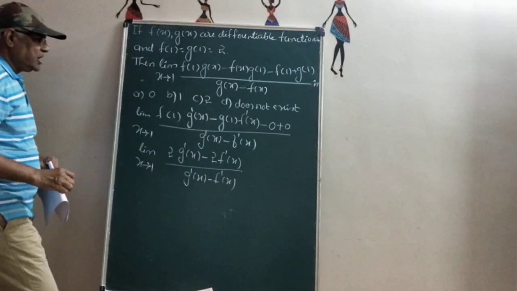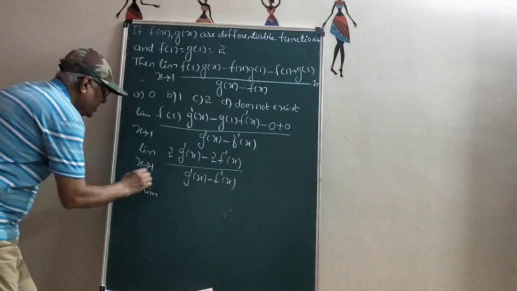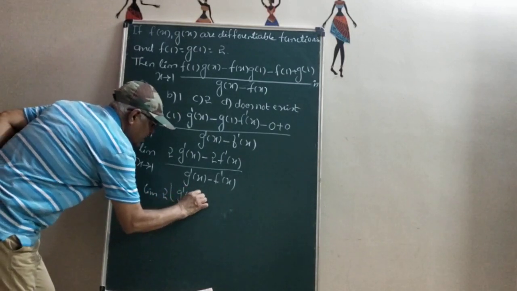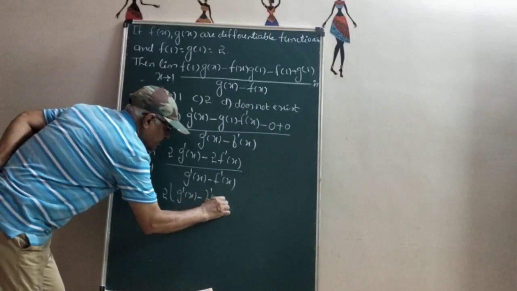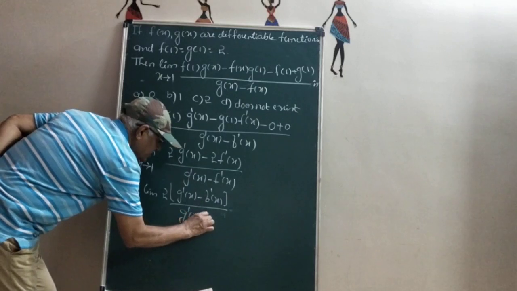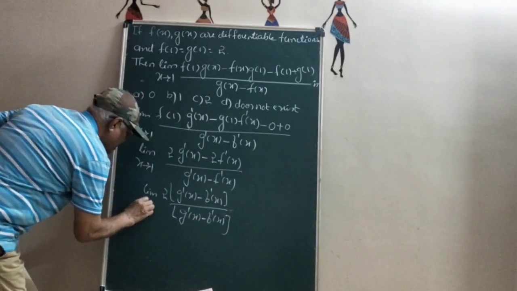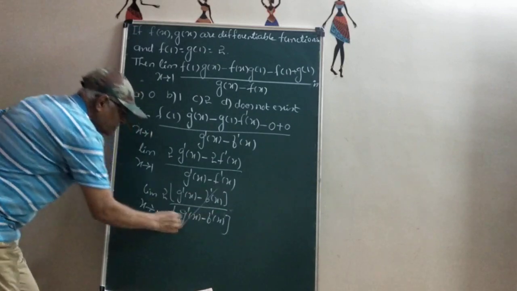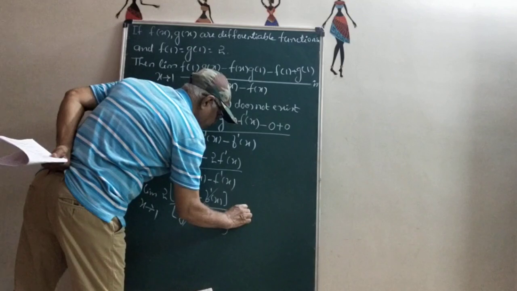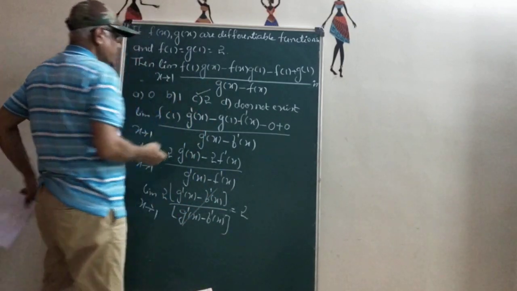Now in the numerator, 2 is constant, that is the limit of 2 into the bracket g'(x) minus f'(x), divided by the denominator g'(x) minus f'(x), as x tends to 1. Now these two terms get cancelled. After cancelling, we are left with 2, that is 2 is the limit of this function. Is there any option? The second option is the answer.